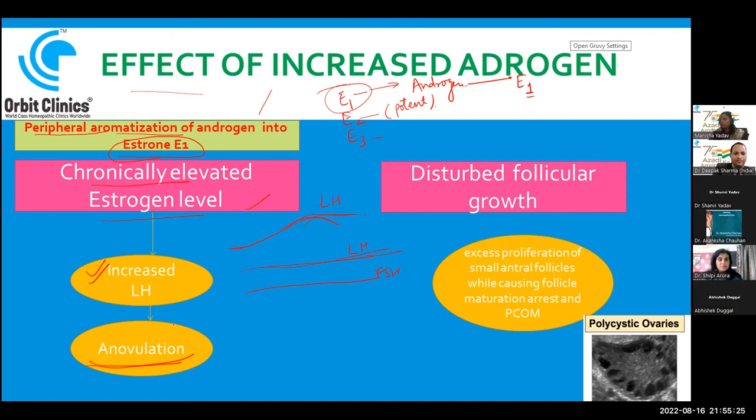Clear? Because of this excess androgen, there is conversion of this excess androgen in the adipose tissues, in the muscles, in the liver into estrone, and this can cause an increased level of estrogen, and because of the increased level of estrogen, there is an increased LH and there is no LH surge, so there is no ovulation.